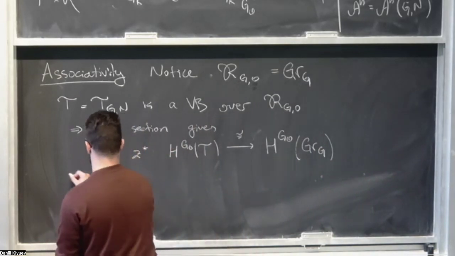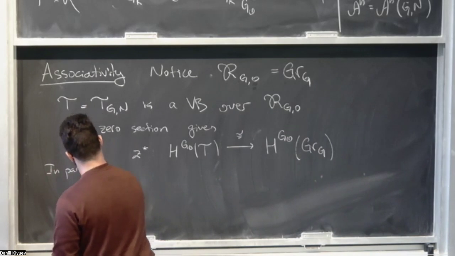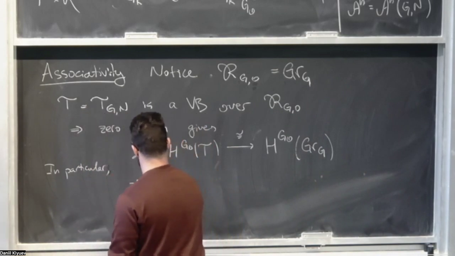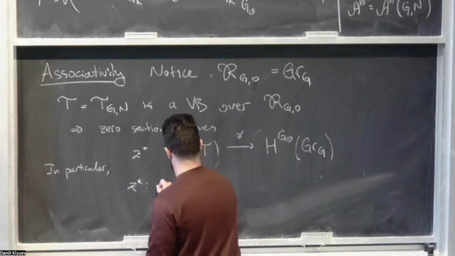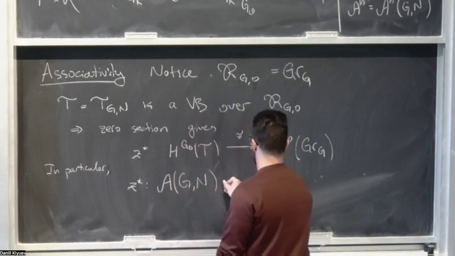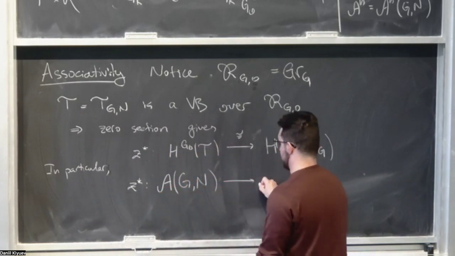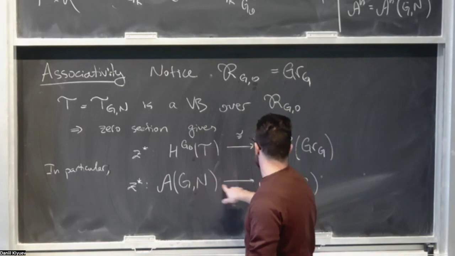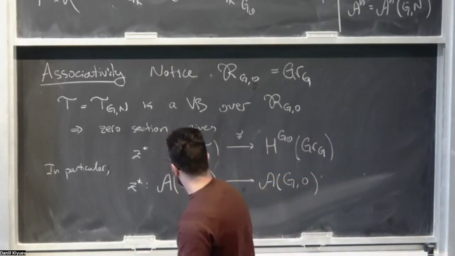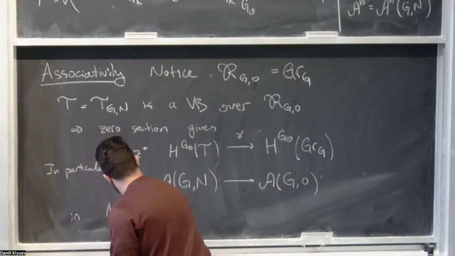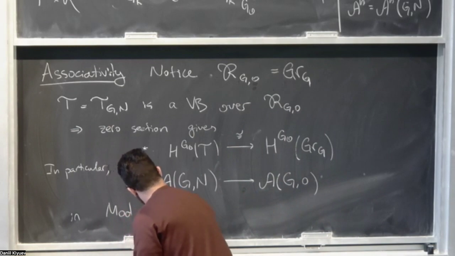And in particular, we have a map from AGN by restricting to AG0. So this lives inside of here. This is not an isomorphism now. And this is a map a priori in, let's say here, modules over the cohomology of G.